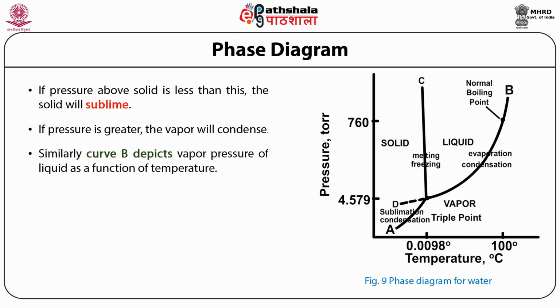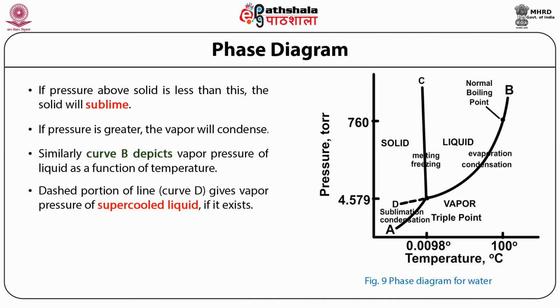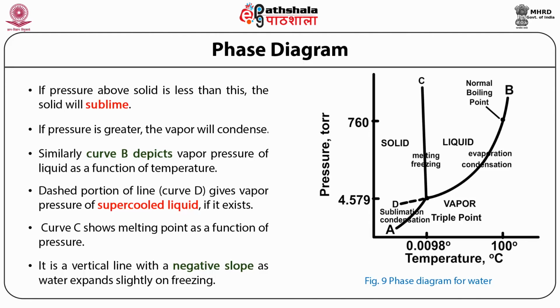Similarly, curve B between the liquid and vapor regions depicts the vapor pressure of the liquid as a function of temperature. The dashed portion of this line, curve D, gives the vapor pressure of the supercooled liquid if it exists. Curve C shows the melting point as a function of pressure. It is very nearly a vertical line with a negative slope because water expands slightly on freezing.